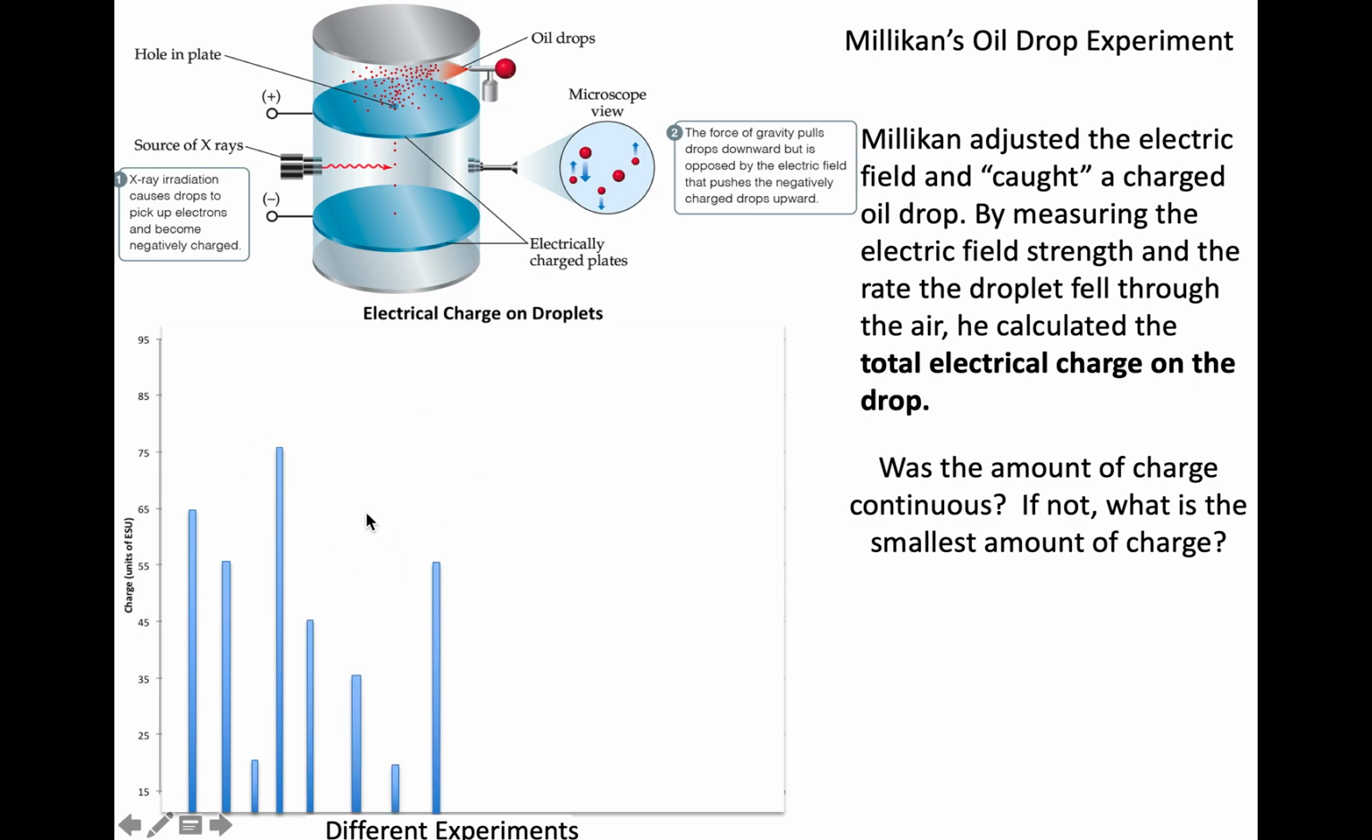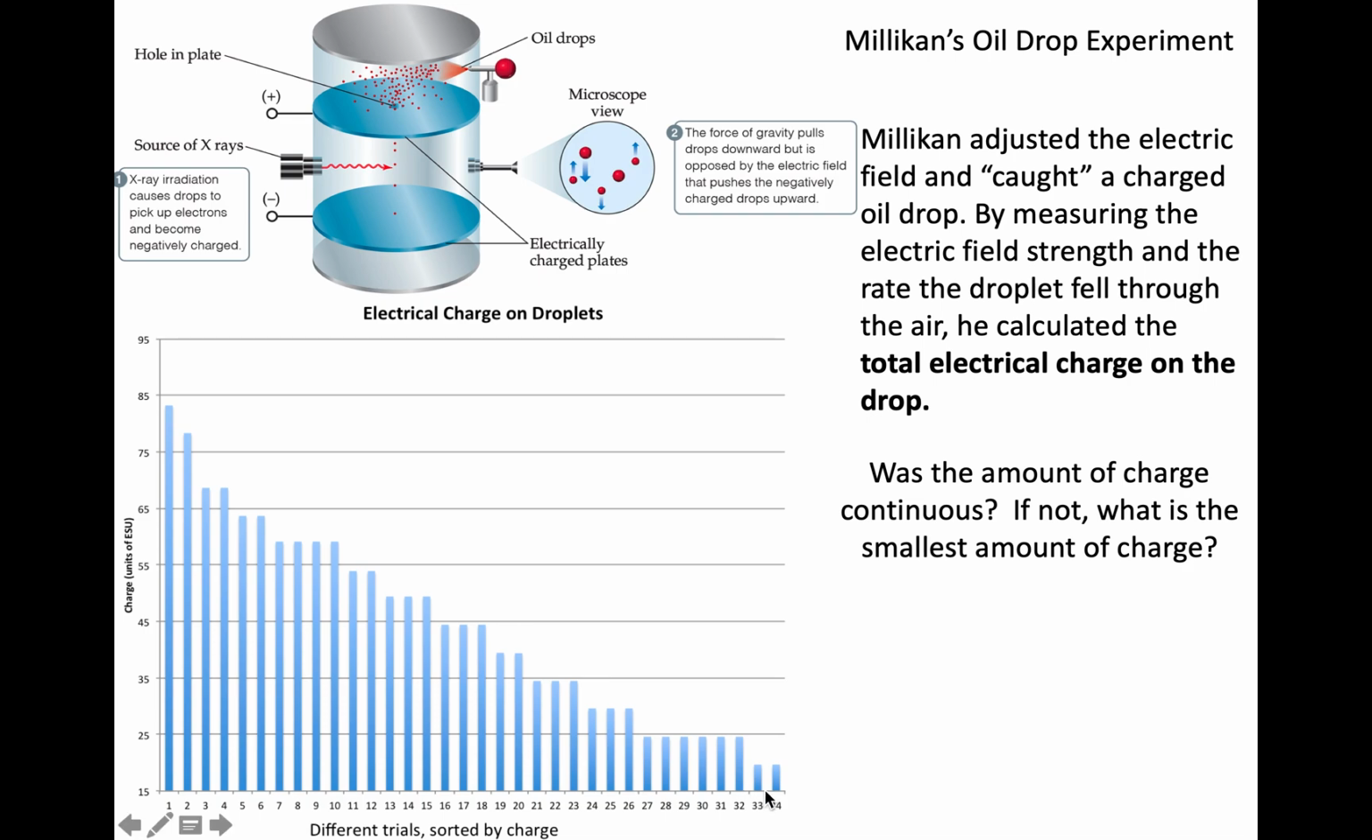So based on what you see right here, is the amount of charge continuous? If not, what's the smallest amount of charge? It's not clear to me as it's like this. Okay? I see different values, but does that mean there is some smallest increment? So he collects more data. He collects more data and then he sorts them. So he sorts them here where this would be a drop with the most amount of charge. These have similar, and these would be the least amount of charge.